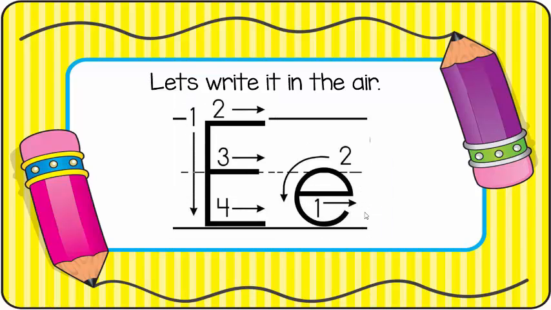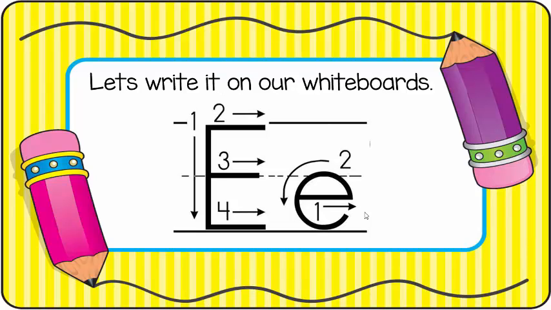Show me your finger and let's write this letter in the air. The capital, you pull a straight line down and you draw 3 lines across. The small, you go around, up and down. Take your whiteboard or your copybook and let's practice writing this letter together. Great job, well done KG1.